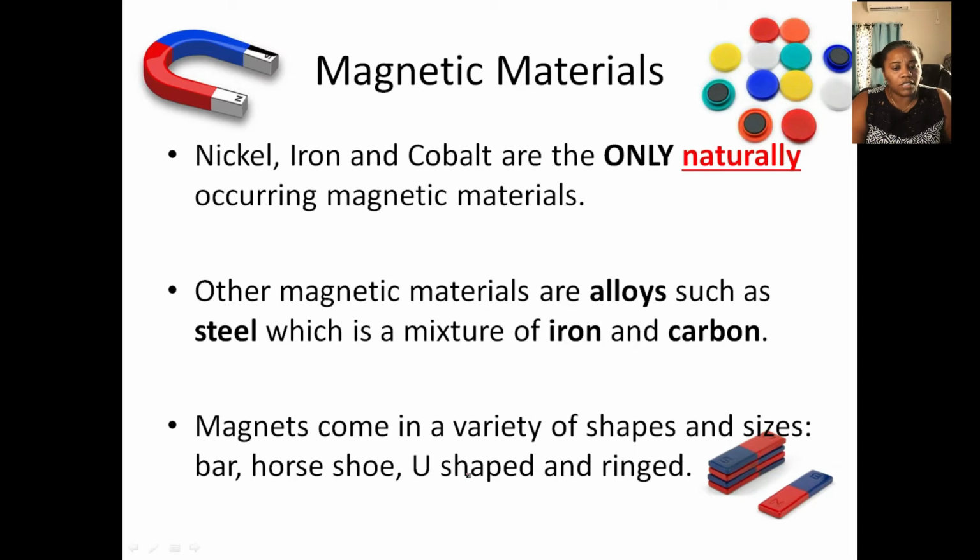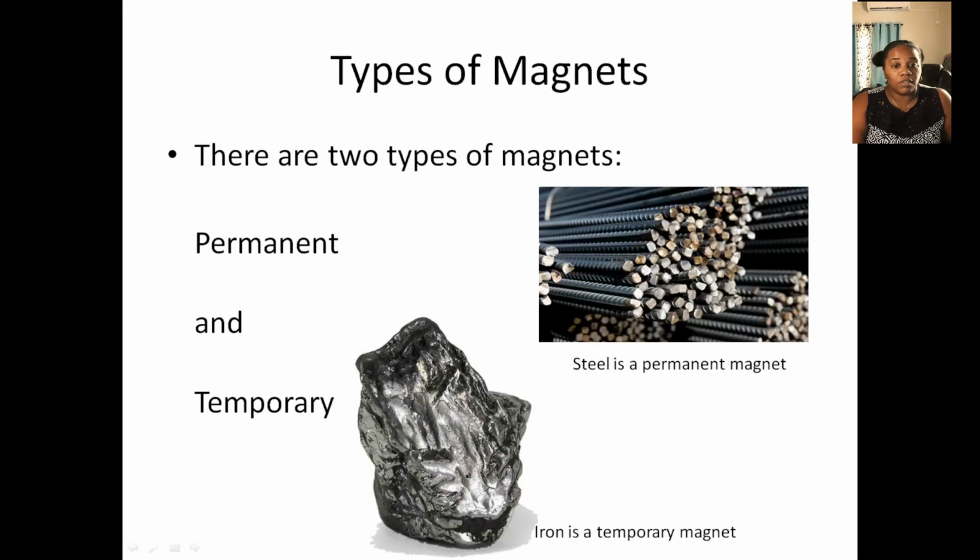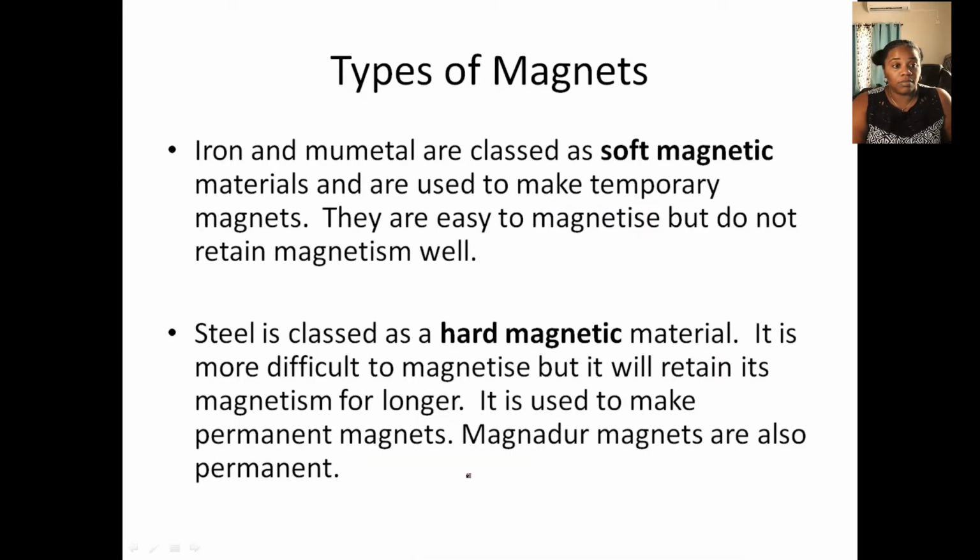Magnets come in a variety of shapes and sizes, like the bar, the horseshoe, U-shaped, and ring. I have some pictures here so you can see, and some of you might have seen these already. There are two types of magnets: permanent and temporary magnets. Steel is a permanent magnet. Iron is a temporary magnet.